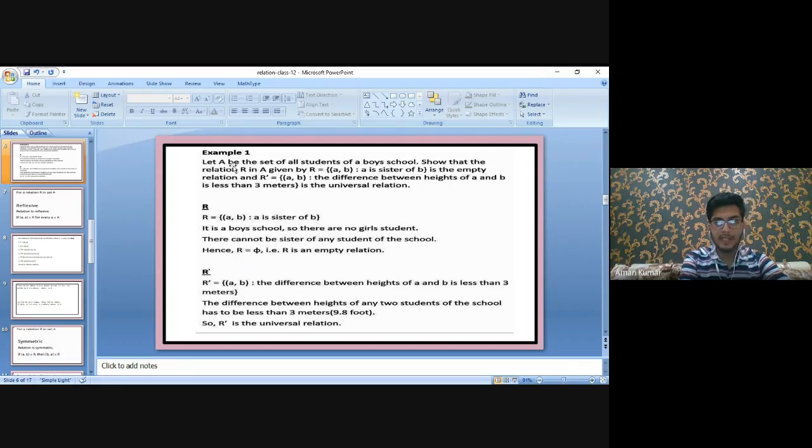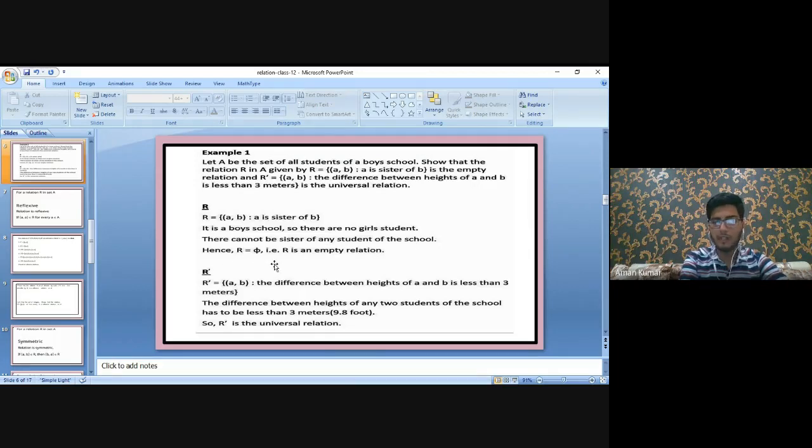But how they defined A is the students of a boys school. So if A is a student of a boys school, and B is also from a boys school, then A and B both are boys. So how can they be someone's sister? They can't be someone's sister, so no element will be related. It is a boys school, so there are no girl students. There cannot be any sister of any student of the school.